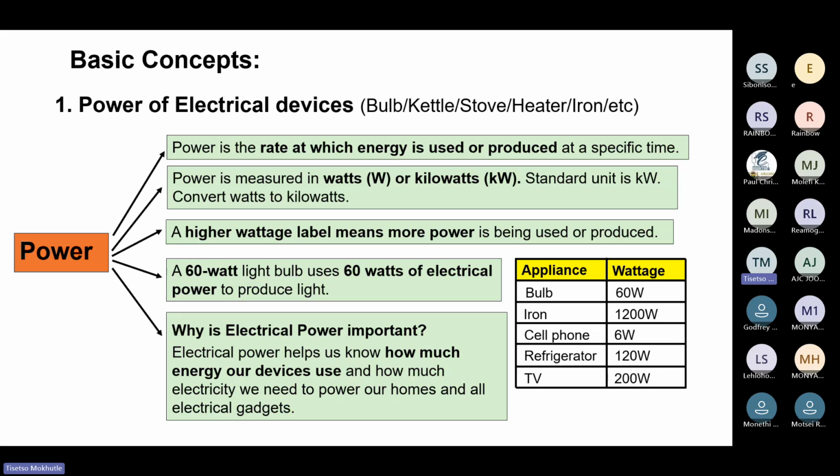Now let's talk about what power is in essence. Power is the rate at which energy is used or produced at a specific time. We're talking about the usage of energy, meaning any electrical device that has more power is going to use more electrical energy, or it is going to produce more energy. If it is going to produce heat, then it is going to produce more heat.